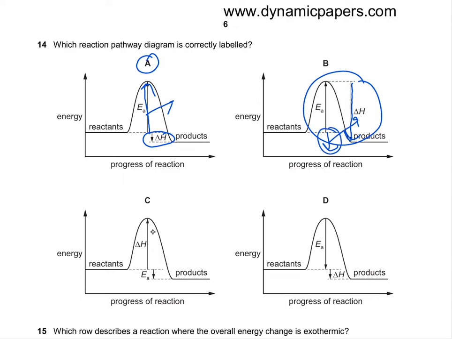C is wrong because it's opposite. The activation energy is labeled as enthalpy change, and the enthalpy change is labeled as activation energy, so it's the opposite, so that's wrong. Here, for the activation energy, the arrow is pointed downward, so that's wrong, as activation energy is energy gain, so the arrow is upward. So the answer here is C.